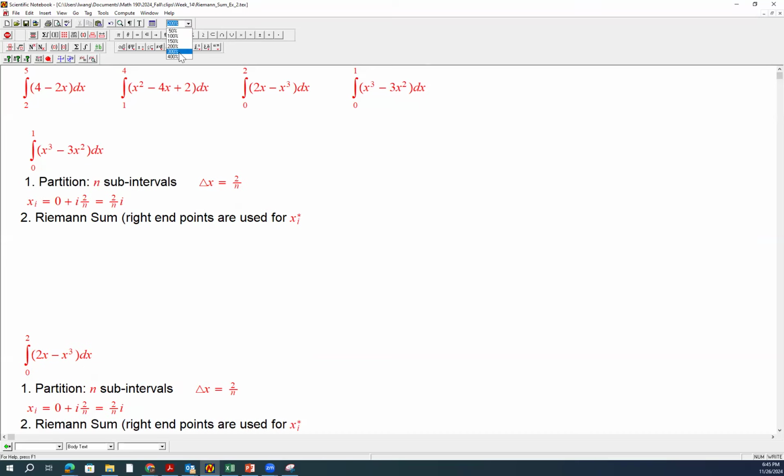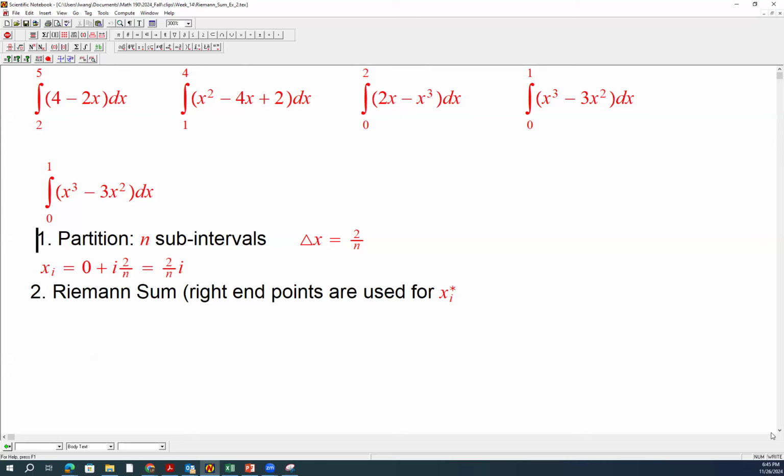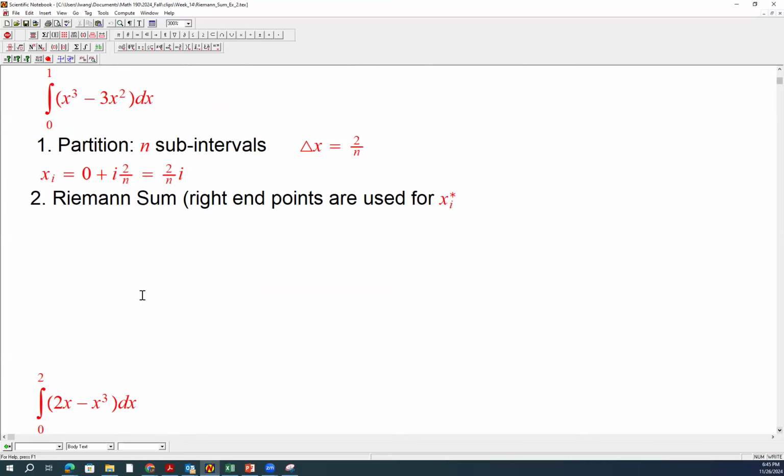Right here, make it larger. By this time, we are pretty familiar with the formula, but this time, delta x is 1 over n. So this is 1 over n, and a is 0, so we got 1 over n times i. Some people like to write it as i over n. They are the same thing, so it doesn't make any difference.